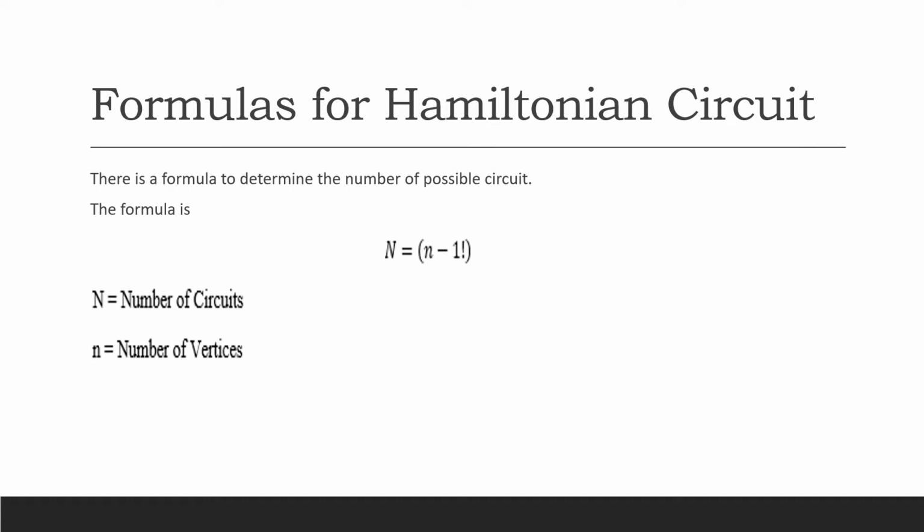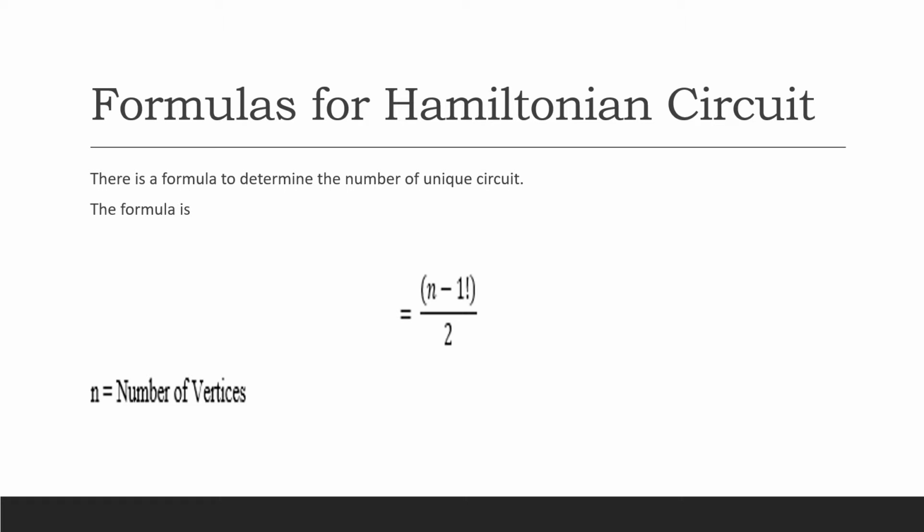There are formulas for Hamiltonian circuits. There is a formula to determine the number of possible circuits within a Hamiltonian circuit. The formula is capital N equals (n minus 1) factorial, where capital N is the number of circuits and small n is the number of vertices. Another formula is to determine the number of unique circuits. The formula is (n minus 1) factorial over 2.